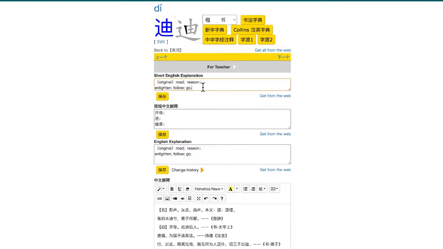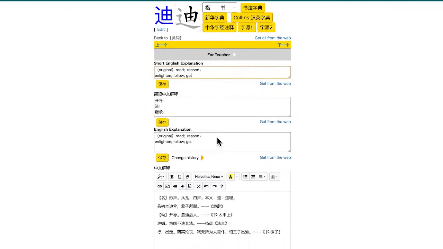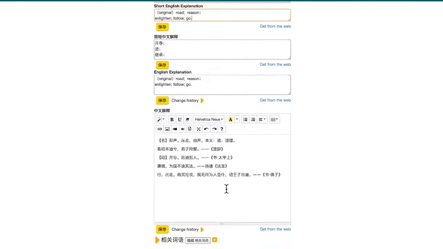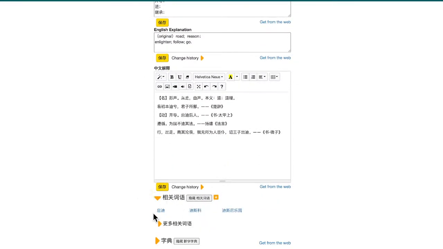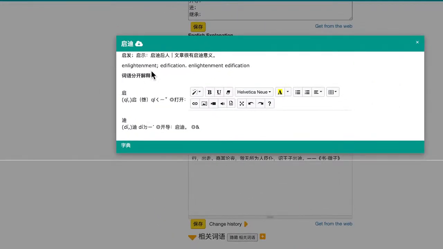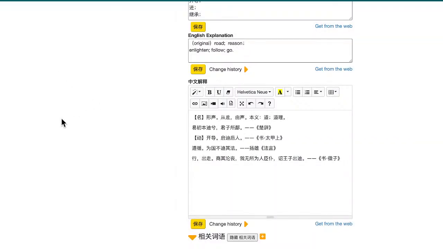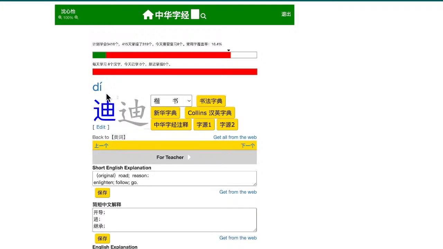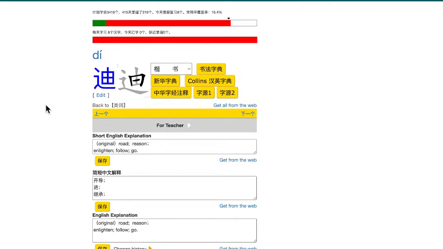Used as a verb, it means enlighten, follow or go, enlighten. Now common words like 启迪. 启迪 means enlightenment, edification. Basically, all of a sudden you know something. Enlightenment or epiphany, things like that.